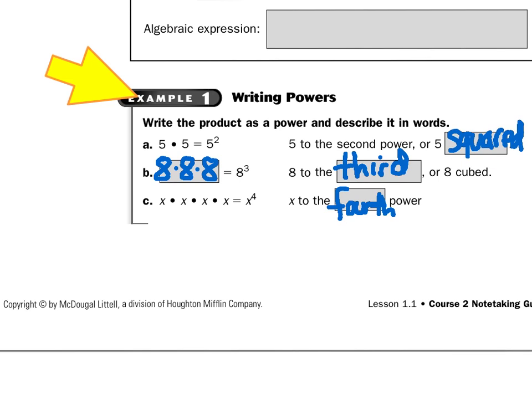Example B. 8 times 8 times 8 equals 8 to the third power. So again, I can write it in words saying 8 to the third power, or another way to say that is 8 cubed. Now when we get to higher powers, for example C, x times x times x times x equals x to the fourth power. So they're really only special words for the second power. The second power is squared, and the third power is cubed. But any power higher than 3, we just say fourth power or fifth power or sixth power.